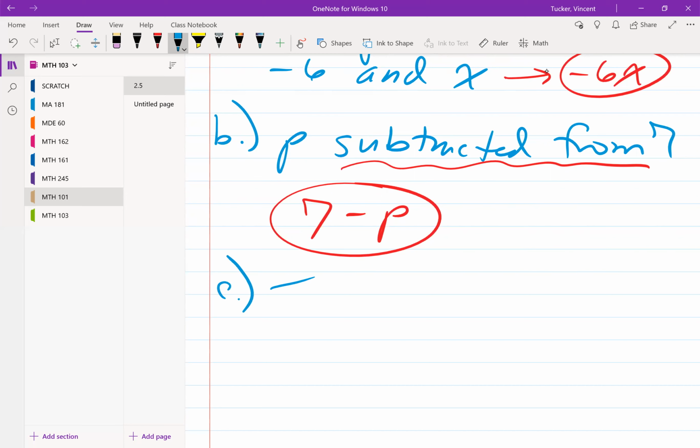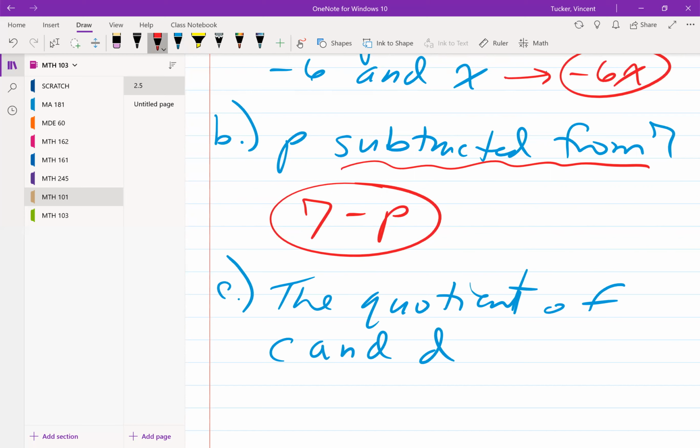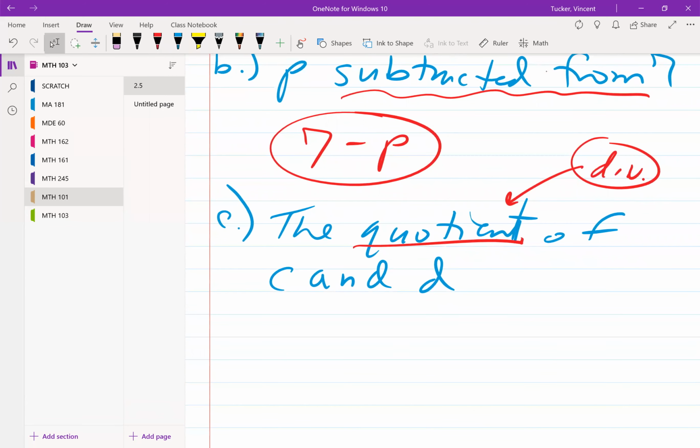All right. Next, the quotient of C and D. So the quotient of C and D, keyword here is quotient. Quotient means division. So that's just going to be C divided by D.